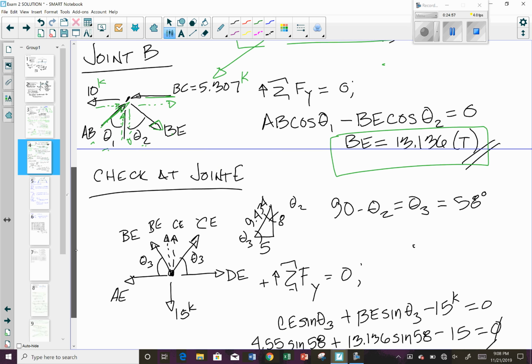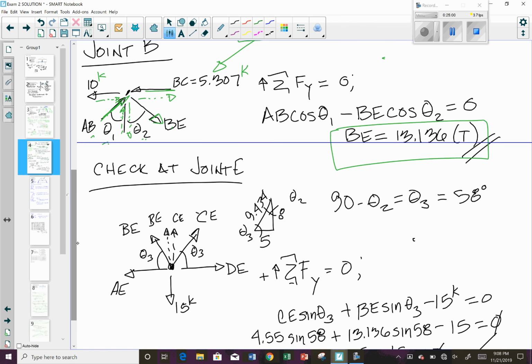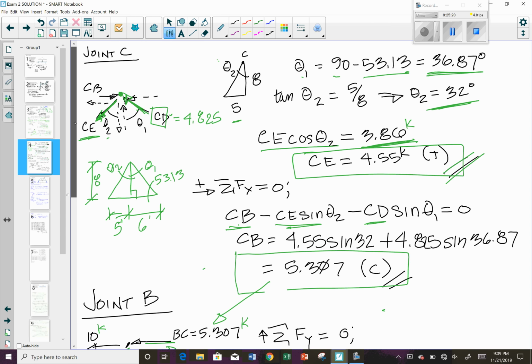So coming down here to joint E, we've got the 15 kips going down. We've got AE going to the left, DE going to the right, and then we've got BE and CE, which we solved for. BE was equal to 13.13. CE was equal to 4.55. And now the angle here, looking back up, we just need to solve for what this angle is. This is theta 3 down at the bottom, right? That's this guy right here.